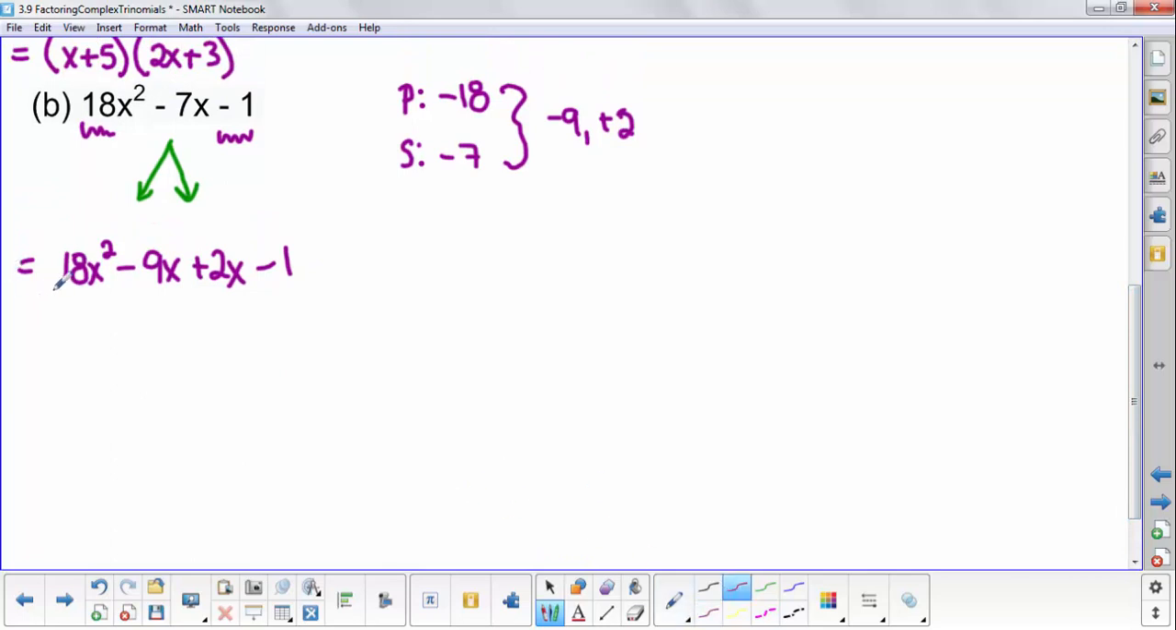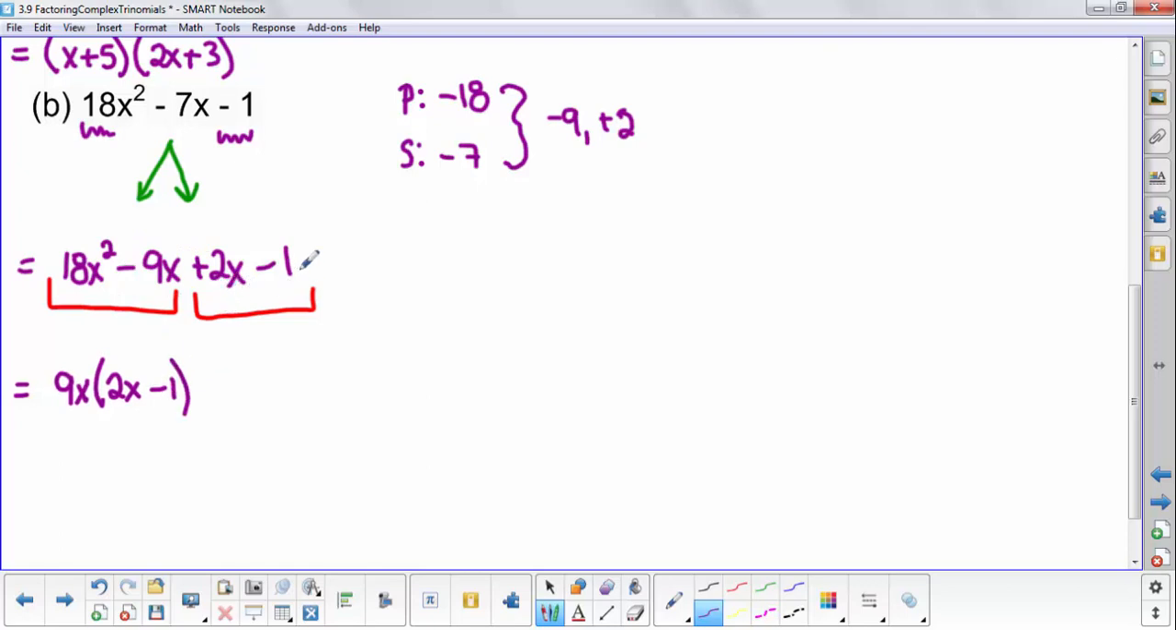And now we can factor by grouping. In our first group, I see that a 9x is common. I'll divide this by 9x, which gives me 2x, and I'll divide this by 9x, which gives me -1.